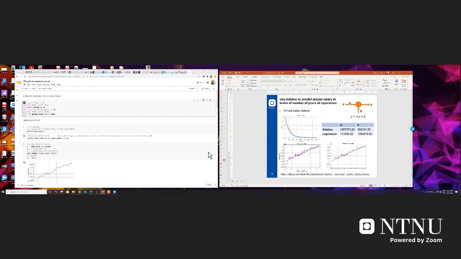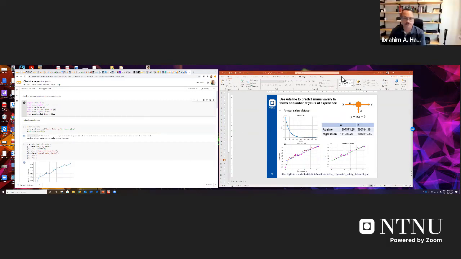Now it's 10:28. So would anyone like to share their solution or something? Anyone want to share their screen, or I can just talk about the code?